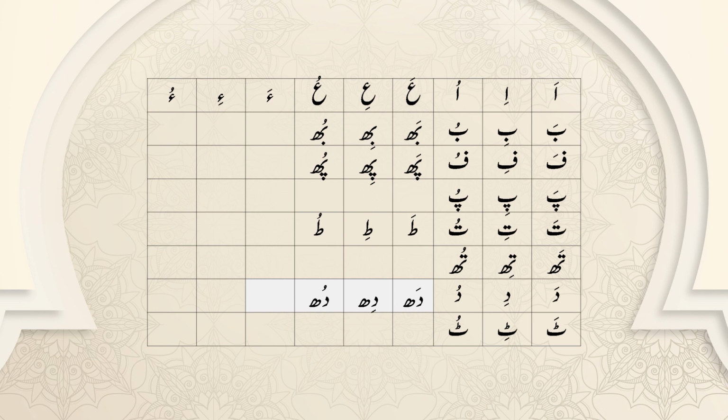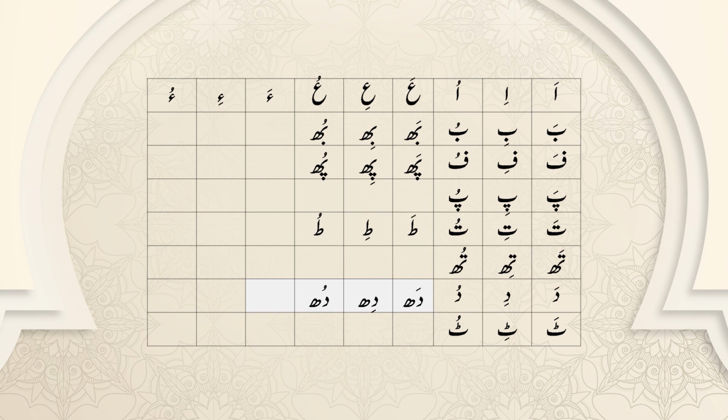You can see here the entire alphabet. As I told you, we are grouping Urdu alphabets in two ways, as per their shapes and as per their phonemes. Shapes help us to write words, and phonemes help us to pronounce these words.